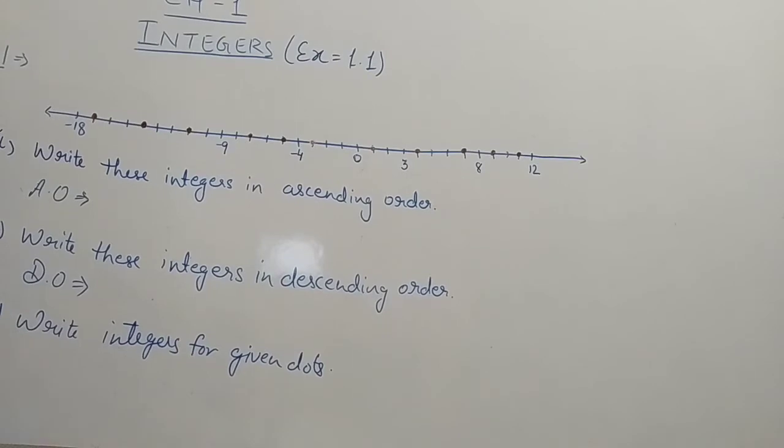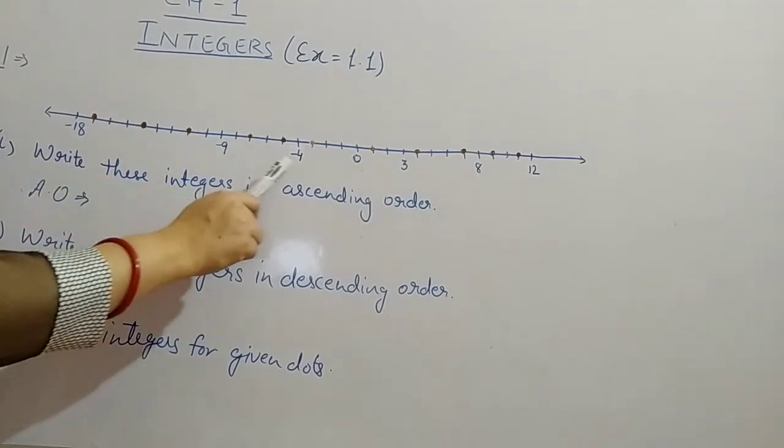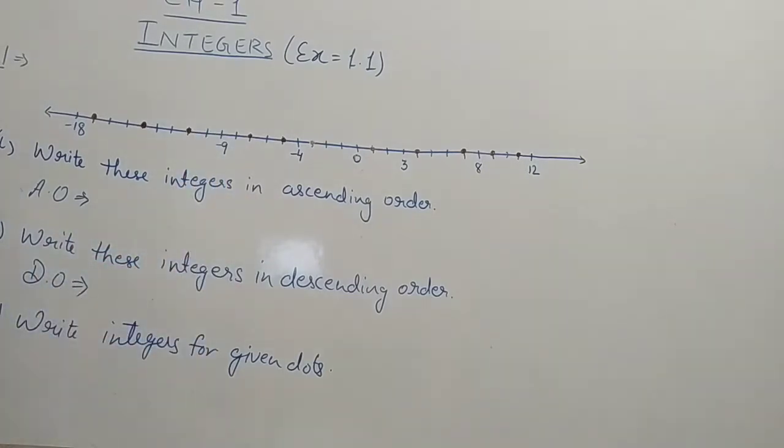Now we will start exercise 1.1. First question is given, one number line is given and above this number line a few integers are marked. You can see here minus 18, minus 9, minus 4, 0, 3, 8 and 12. First thing, write these integers in ascending order. Ascending order means we have to write from small to big number.